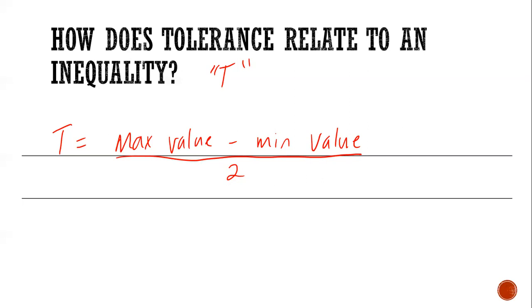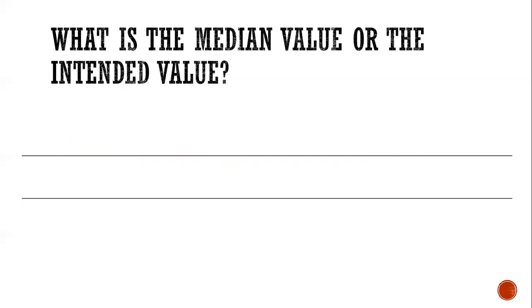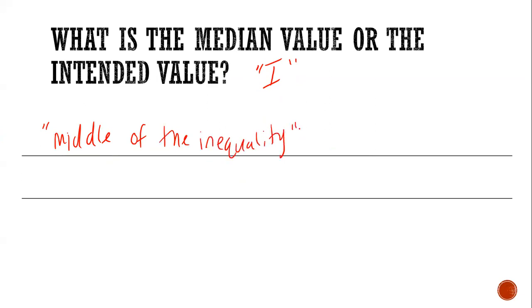The next thing we're going to talk about is the intended value. What is the median value or the intended value? What is it at its standstill, like when it's not being moved or manipulated? It's sometimes also referred to as its initial value. In the sense of the inequality, it's the middle of our inequality. So what's the middle ground of your inequality?